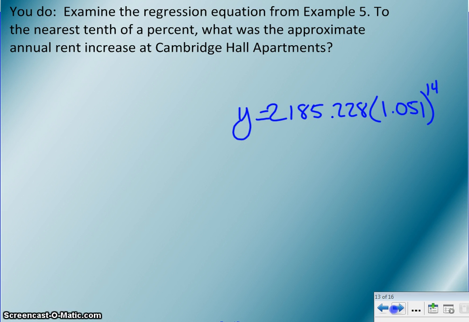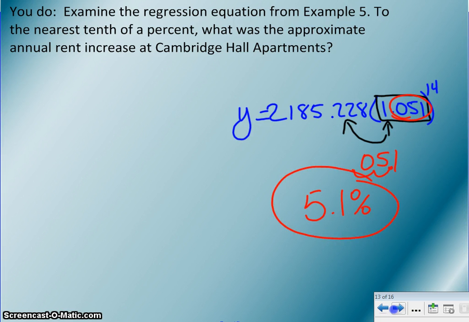Now, if we remember back from example 4, 1 represents the 100%. The increase is actually identified right here. So I have 0.051, moving the decimal over twice. It has a rent increase in our exponential regression here of 5.1%.